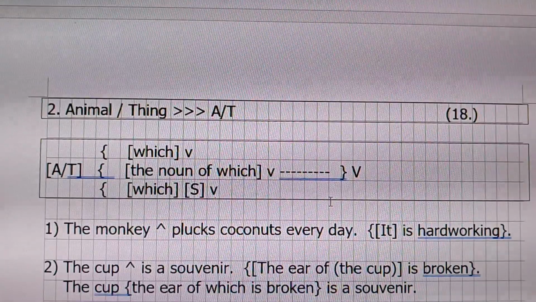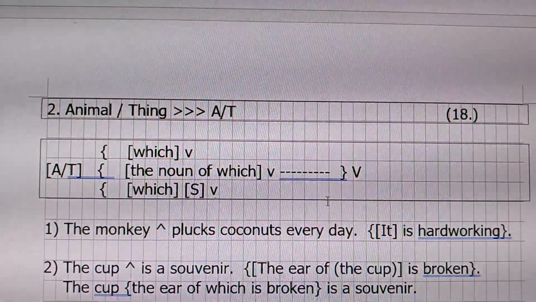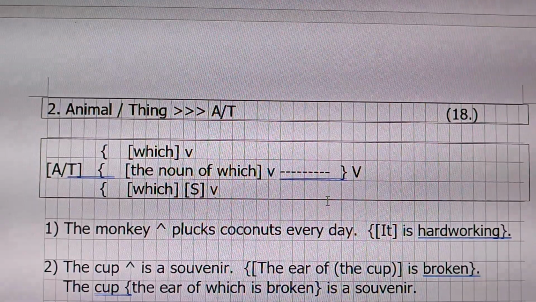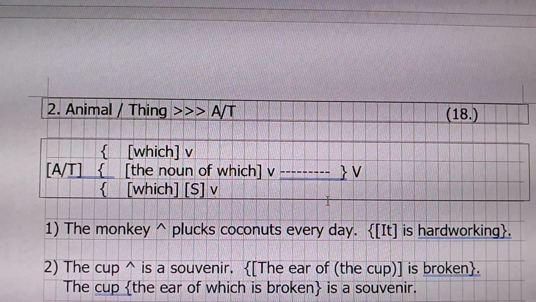Alright, for animals or things, which followed by a verb means it's the subjective case. The noun of which, of course, is the possessive case. Which followed by subject and verb, like whom followed by subject and verb, is the objective case. You can even leave it out.